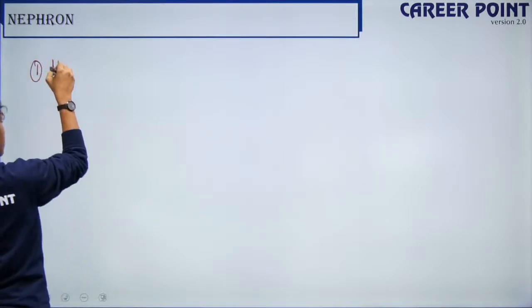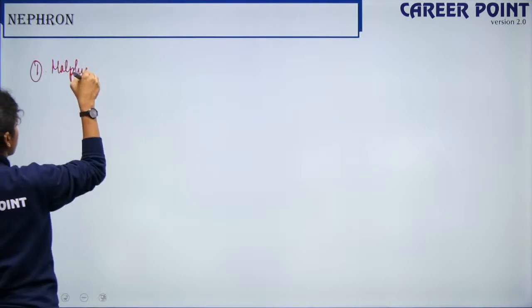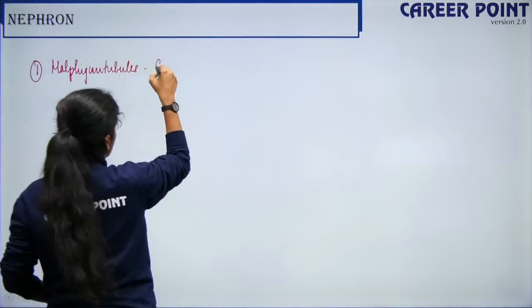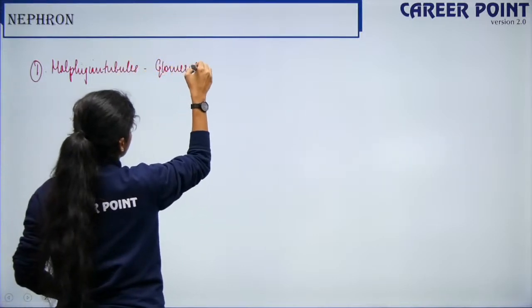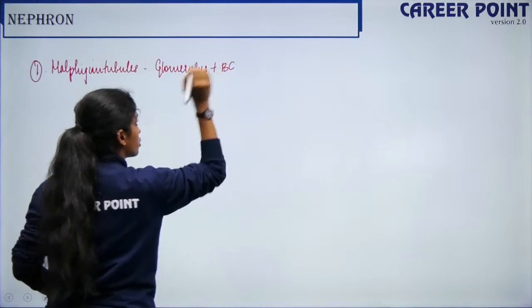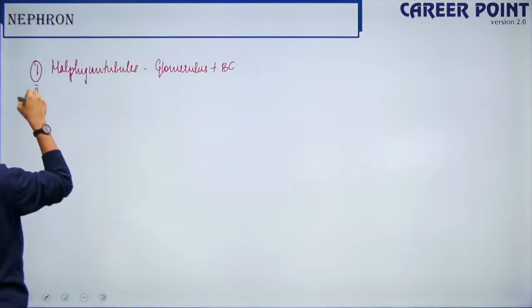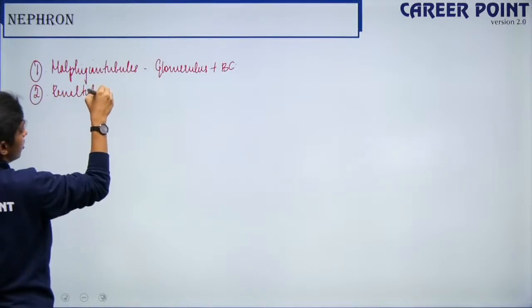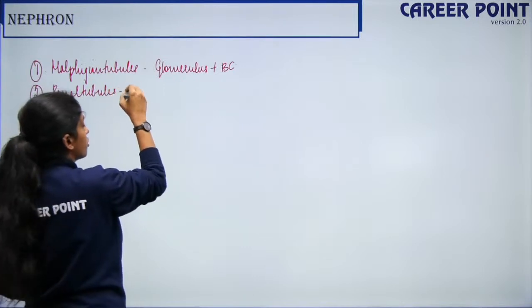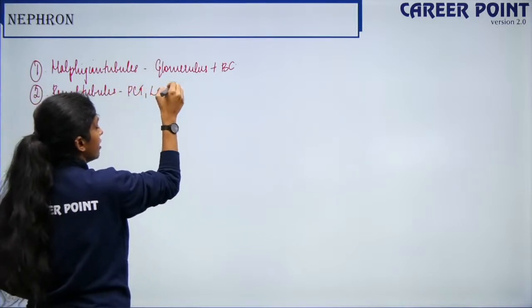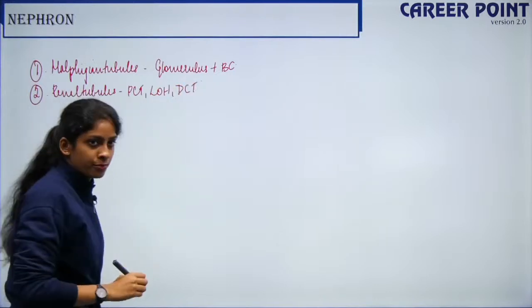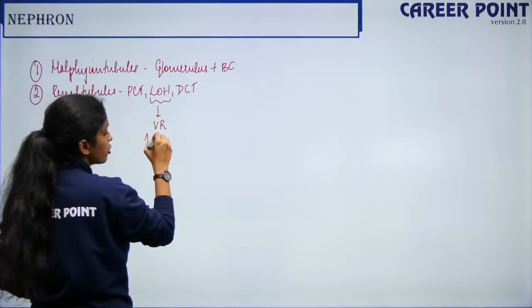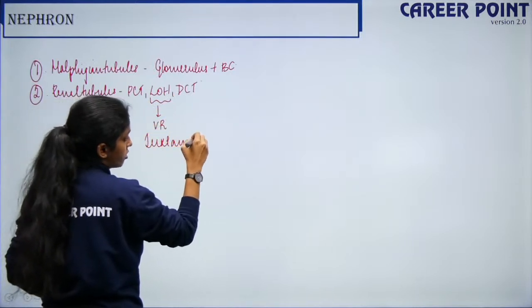So we spoke about the nephron to give you an introduction. We spoke about the Malpighian tubules, which include the glomerulus plus the Bowman's capsule, right? Next we spoke about the renal tubule. The renal tubule consists of the PCT, the loop of Henle, the DCT, right? In certain cases, the loop of Henle has the vasa recta, only in the case of juxtamedullary nephrons.